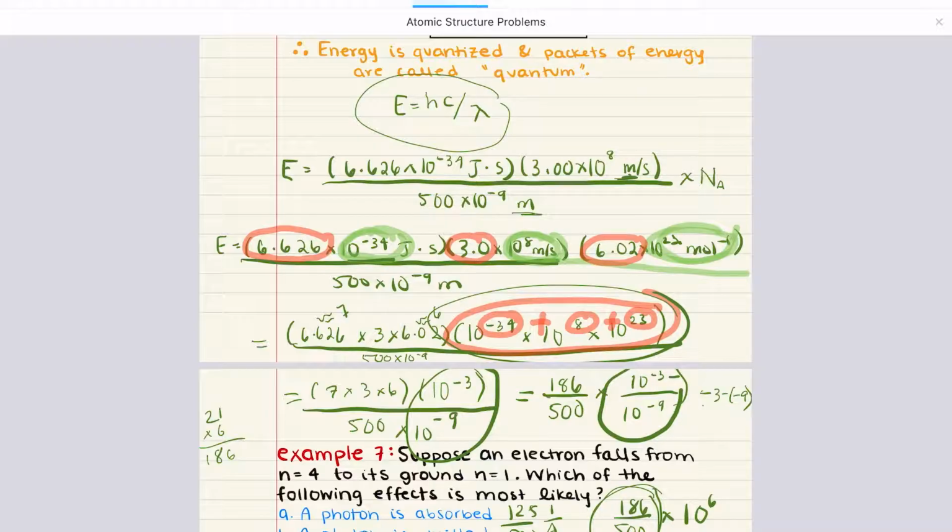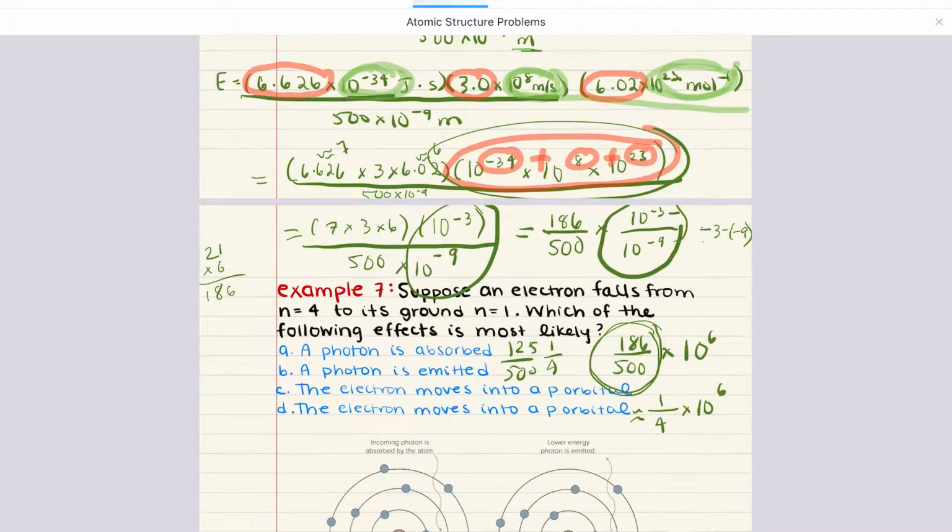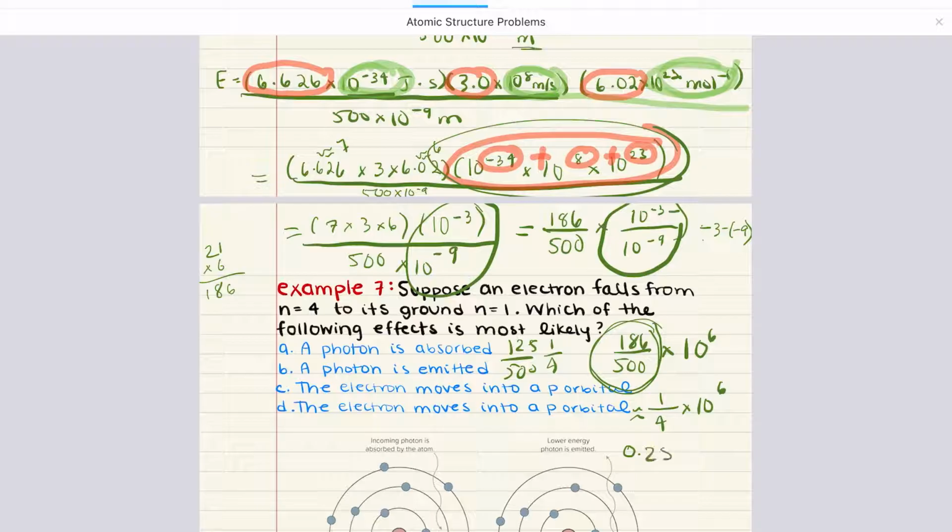So now what we have is 1/4, approximately, times 10 to the power 6. Now, 1/4 is 0.25 times 10 to the power 6. If we move this decimal over here, now we have about 2.5 times 10 to the 5th power. Let's see if we have an answer choice that's close enough to this.